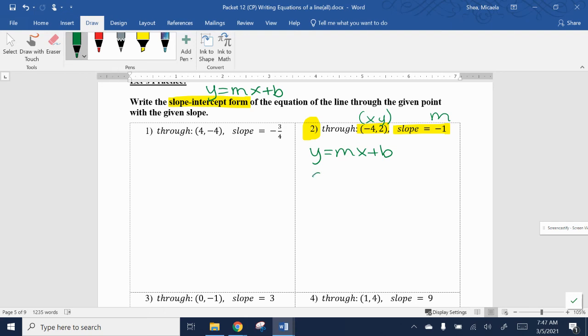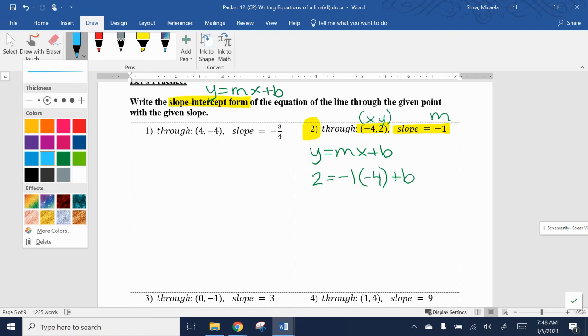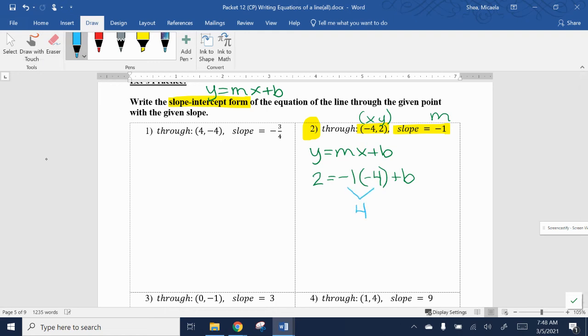I'm going to substitute in 2 for y. M is a negative 1. We're going to be multiplying the x, so I'm going to put x inside parentheses, plus b. Multiply together those two numbers. So we're going to multiply negative 1 times negative 4 to get a positive 4, plus b equals 2. We need to get b by itself. This was a positive 4, so I'm going to do the opposite. I'm minusing 4. 2 minus 4 is a negative 2. So b equals negative 2.